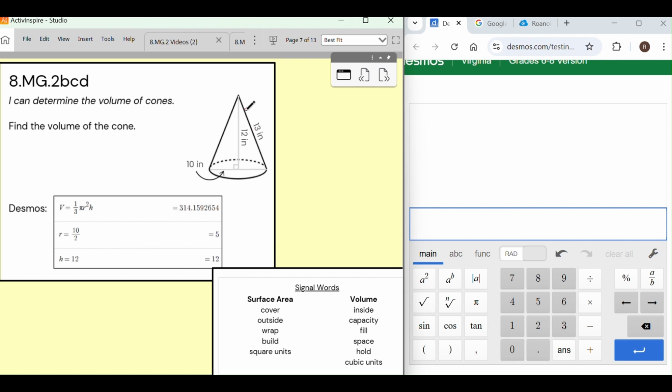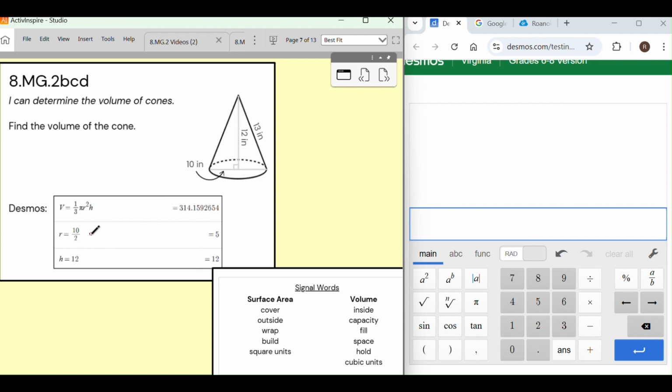Okay, so let's look at this figure. The one that comes straight down and forms that right angle, that's your height. So we typed it in Desmos, height is 12. This over here is your slant height because it goes down the side. Fortunately, we don't need that for our volume formula of a cone. And our radius. This 10 goes from one side of the circle all the way to the other.